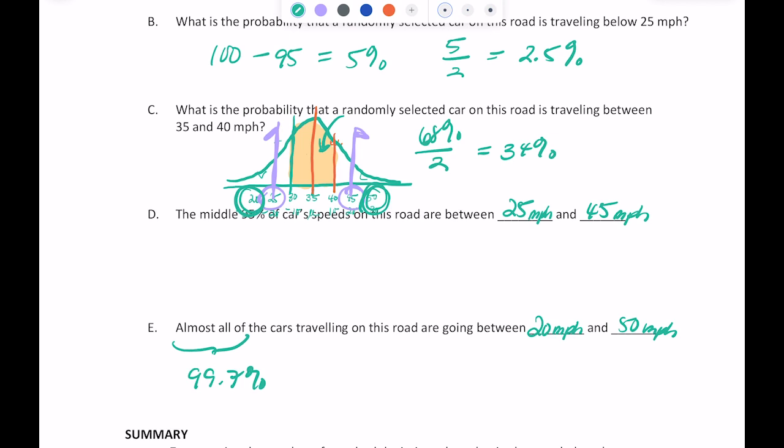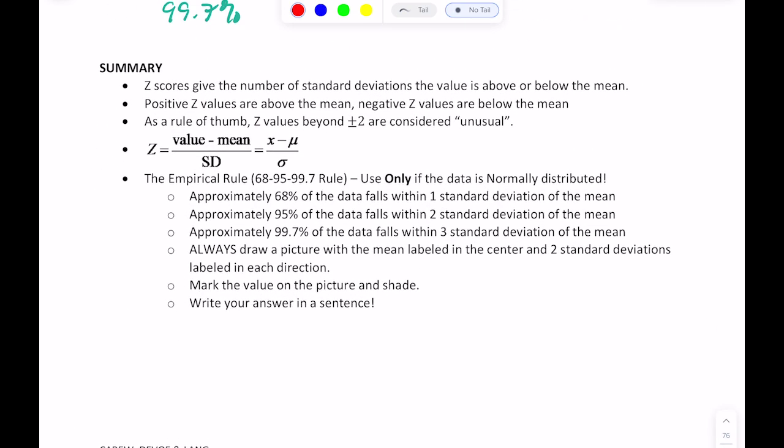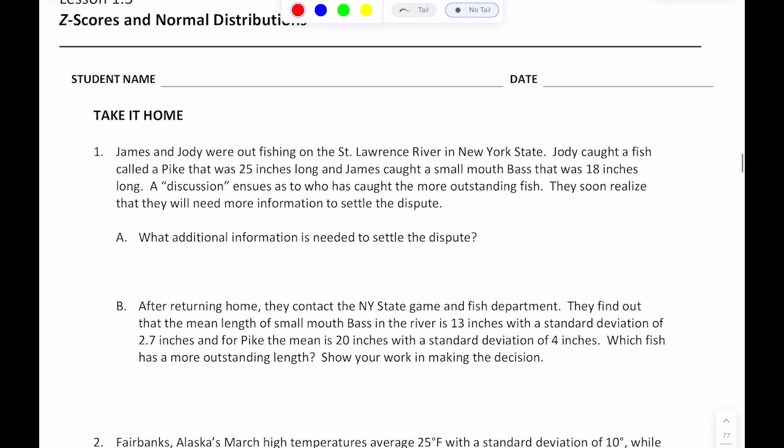So that's the end of this lesson. We're going to see more of the normal distribution throughout the entire book. So it's really important, this section, that you understand z-scores and also the normal distribution. So please go back over the notes and go over the summary here. These are highlighting the important things that you need to know. And then there's the homework at the end.